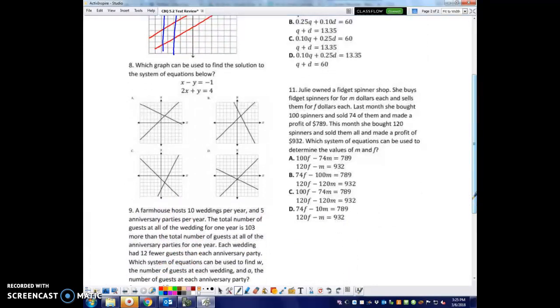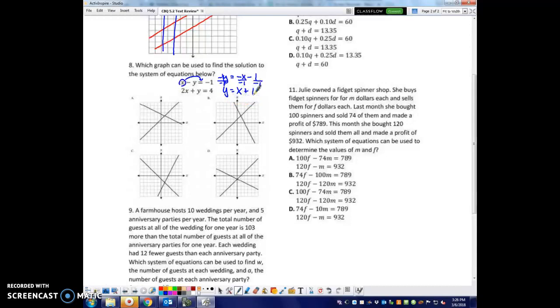Which graph can be used to find the solution to the system of equations below? Number 8. So here's how I'm going to do this one. Let's put them in y equals and then just match the graphs. Okay? So move the x divided by y. We have to move our x over here. Okay, so we have negative y equals a negative x minus 1. Then divide them all by negative 1. So we have y equals positive x plus 1.